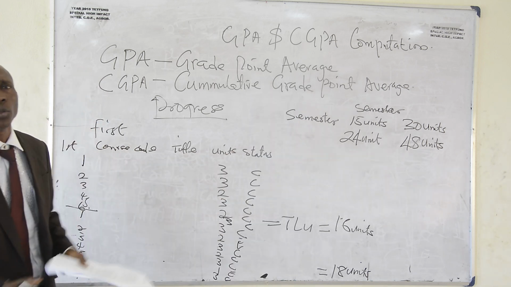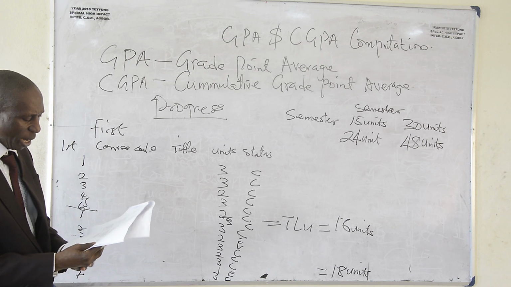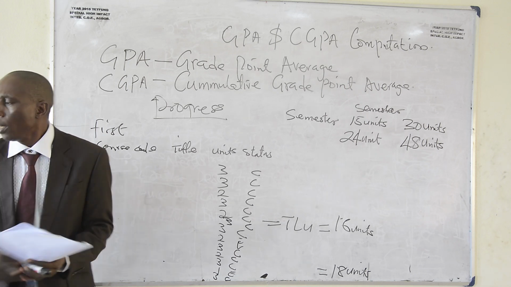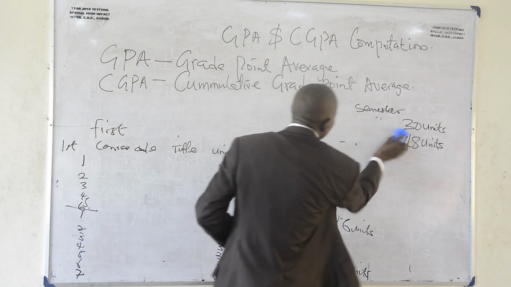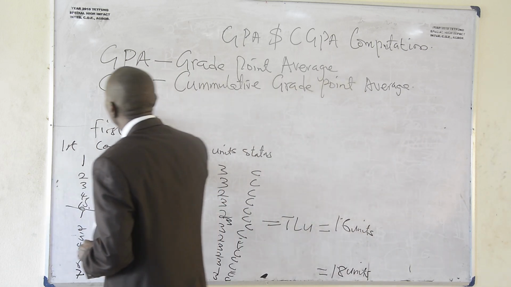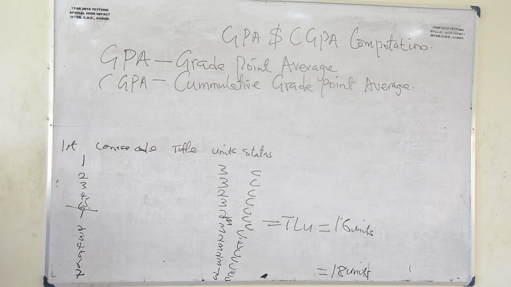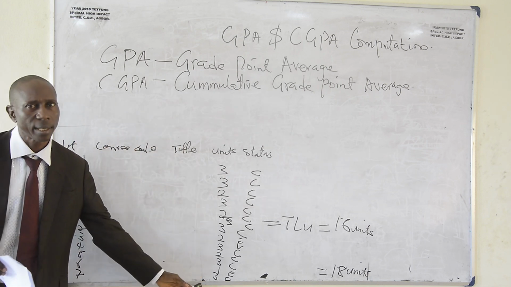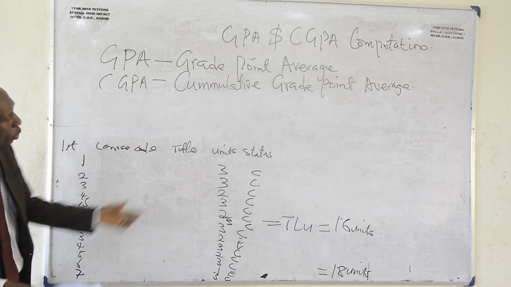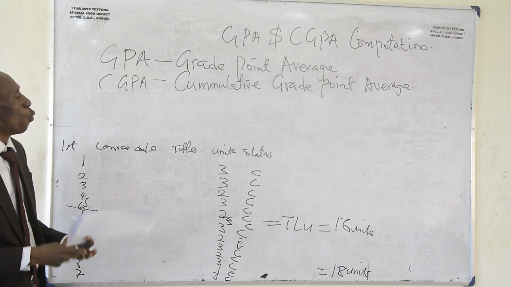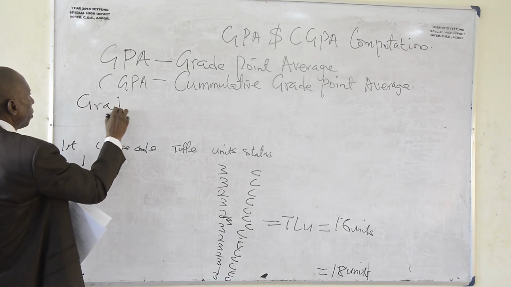Now, these are the total units that the student has registered for the semester. For us to go into the computation of the GPA, because the student has successfully registered and gone in for the exam for these courses, we must know what we call the grading system.